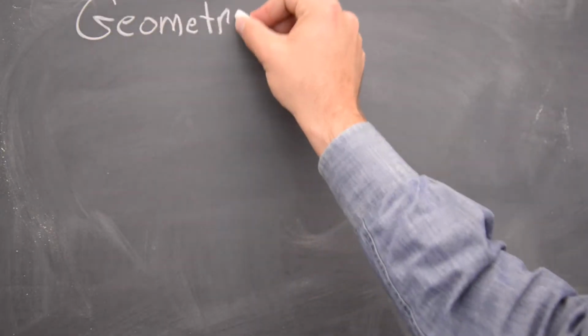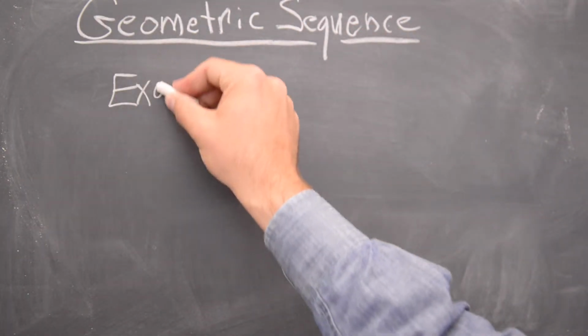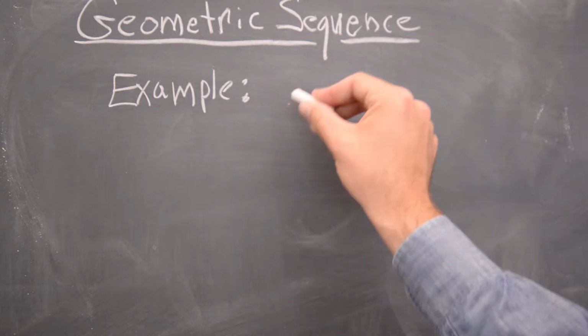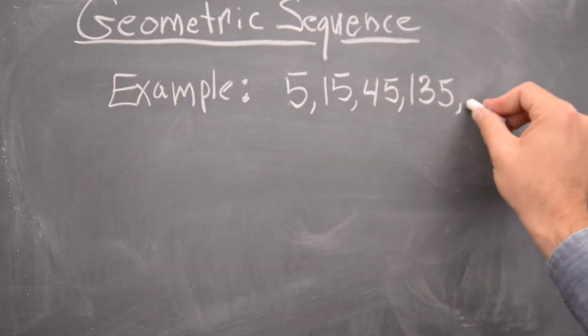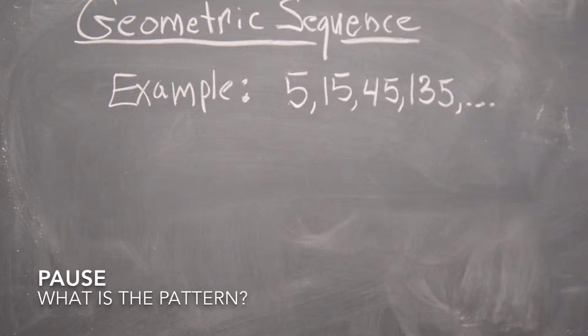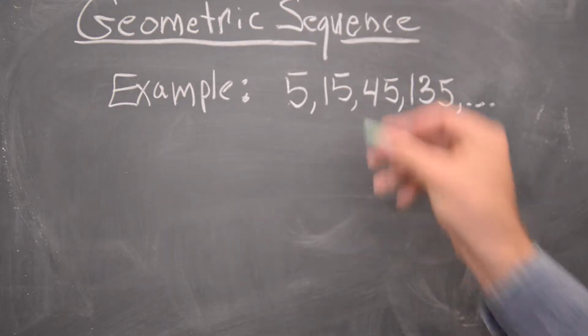A geometric sequence is a particular type of sequence. To help us understand geometric sequences, let us first start with an example. 5, 15, 45, 135, and so on. Take a minute and try and discover the pattern in this sequence. To get from one term to the next term, we multiply by 3.